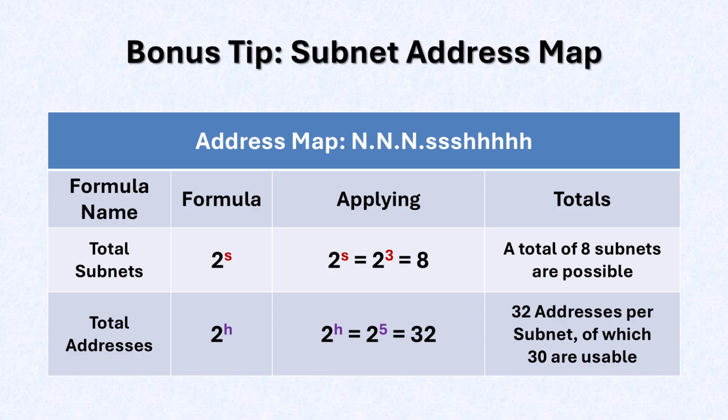Here's a bonus tip. Since there are 3 S bits in the address map, when we apply the total subnets formula, we see there are a total of 8 subnets possible with this subnetting scheme. Applying the total addresses formula using the 5 host bits, we see there are a total of 32 addresses per subnet, of which 30 are usable. However, we already knew that, so this just confirms it.